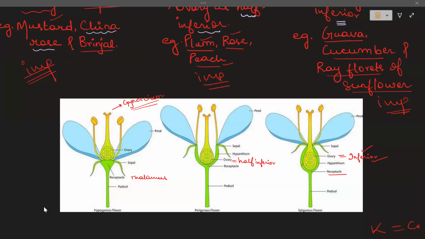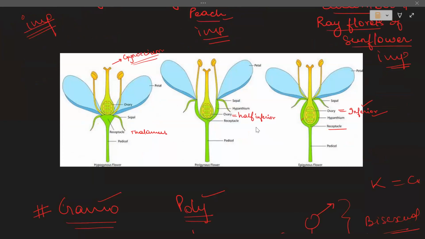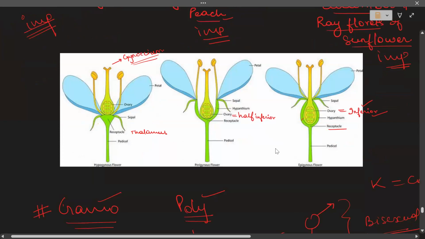Everyone's done? All of you are done, students? Yes, ma'am. Ma'am, what is hypanthium? See, it is like a protective structure which is causing the other floral parts to be up or to be, you can say, at the same level. It is rising it up. Okay. Don't worry about that. No question will be asked from it.